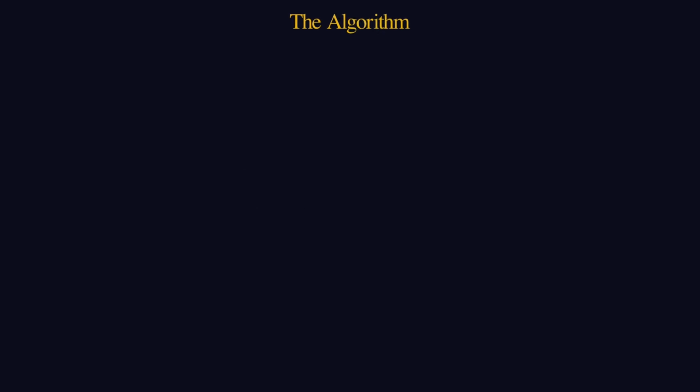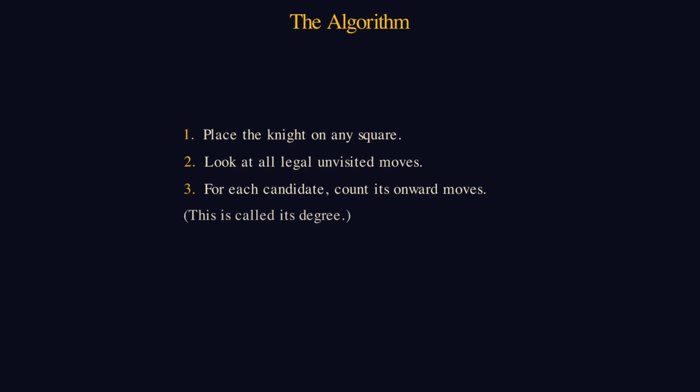Here's how it works. We begin by placing the knight on any square. At every step, we look at all the possible legal moves to squares that haven't been visited yet. For each of those possible next squares, we count how many further unvisited moves would be available from there. This number is called the accessibility or degree of that square.